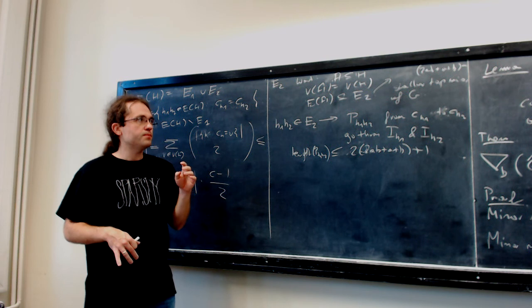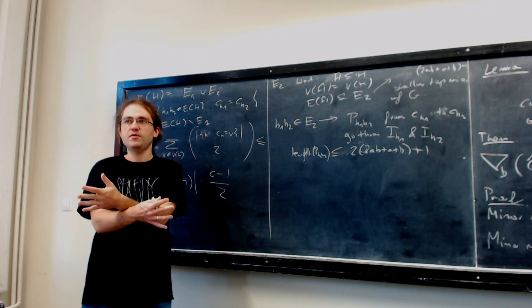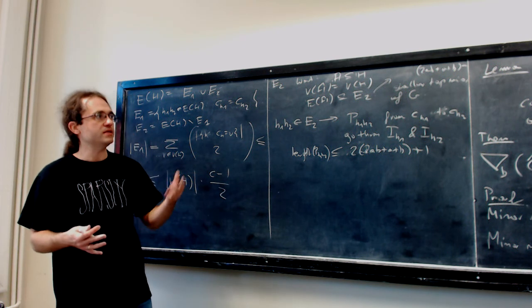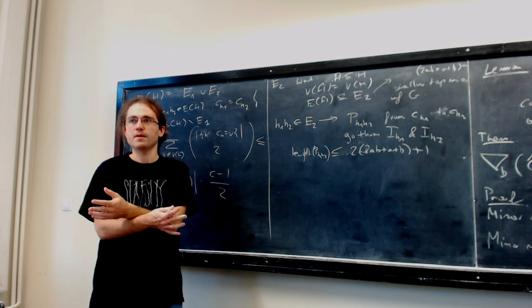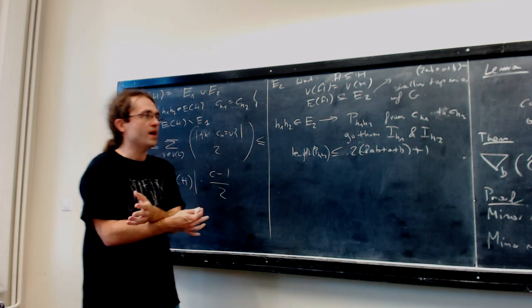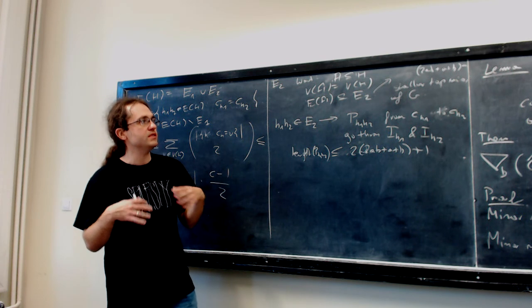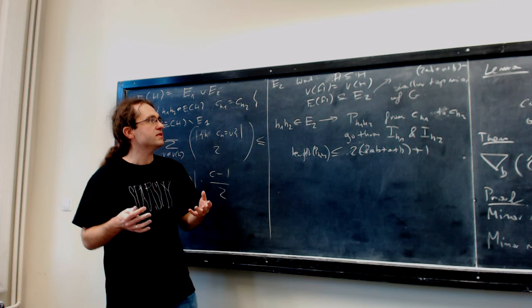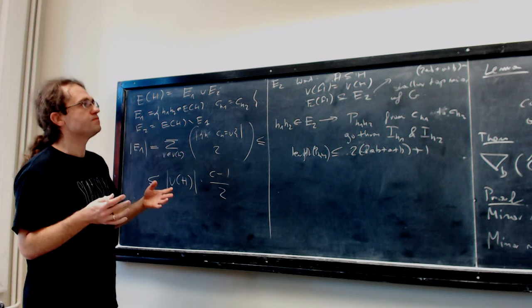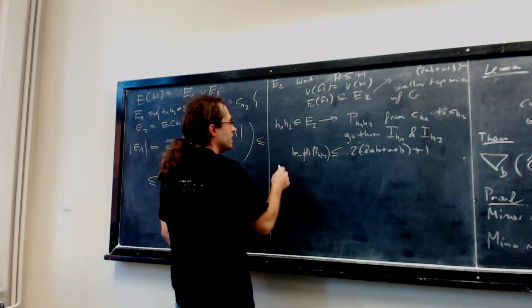But these paths can intersect with each other. Every vertex can be in at most C sets I(H), which means that these paths can intersect with each other quite a lot. But they cannot intersect too much, because every vertex can be in at most C sets I(H). What I want to say is that these paths can't overlap too much.